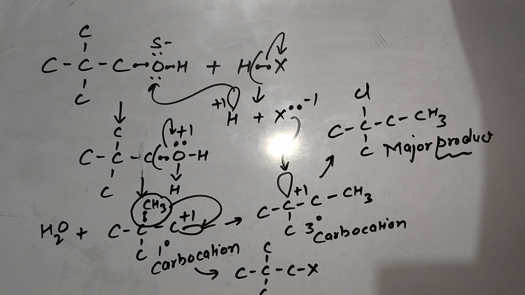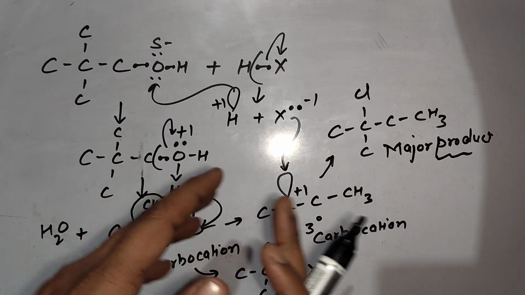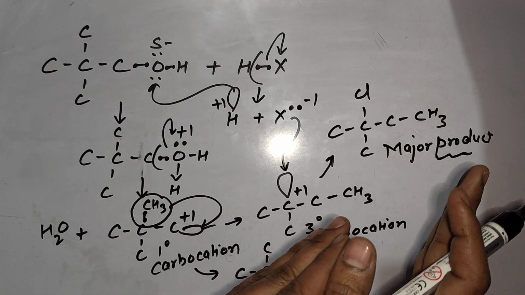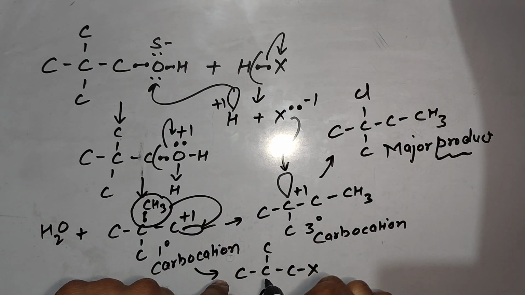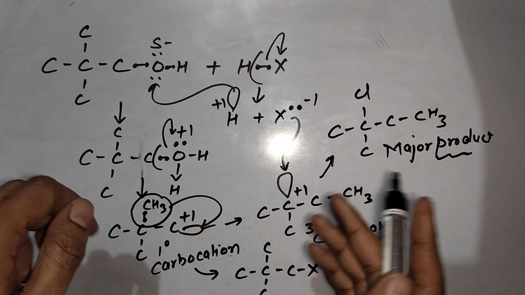So this was the topic in which we have a rearrangement of carbocations during the formation of haloalkane. Whenever a carbocation is able to convert itself into a better carbocation, it will do it, and the major product will be decided by the stable carbocation, and the minor product will be decided by the unstable carbocation. This is the end of the topic.